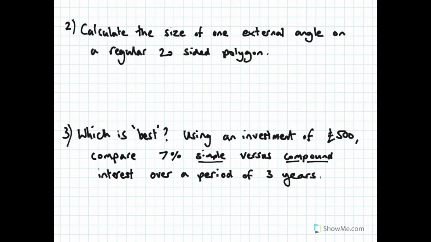Calculate the size of one external angle on a regular 20-sided polygon. You need to look up the topic external angles in your book and see if you can work out how you would answer a question with 20 sides. You'll no doubt have examples in your book for other numbers of sides. You need to copy that technique for 20-sided shapes.